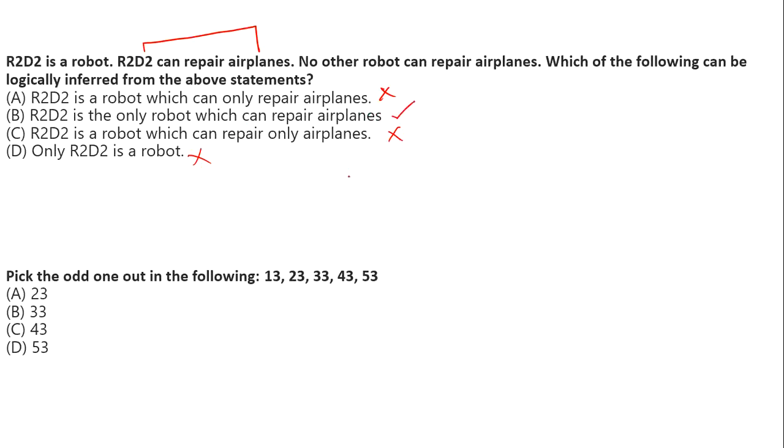Let us see the next question now. Pick the odd one out in the following: 13, 23, 33, 43 and 53. So guys, this is kind of simple. 13 is a prime number, 23 is also prime, 43 is also prime and 53 is also prime. But 33, 3 into 11, is not prime, right? So the odd one out from the given numbers is 33. So option B is going to be the correct one.